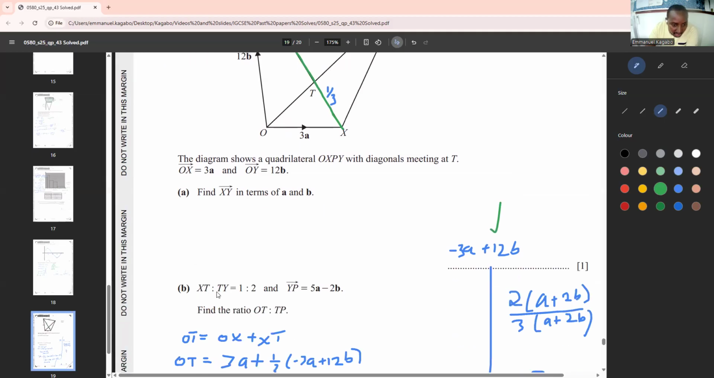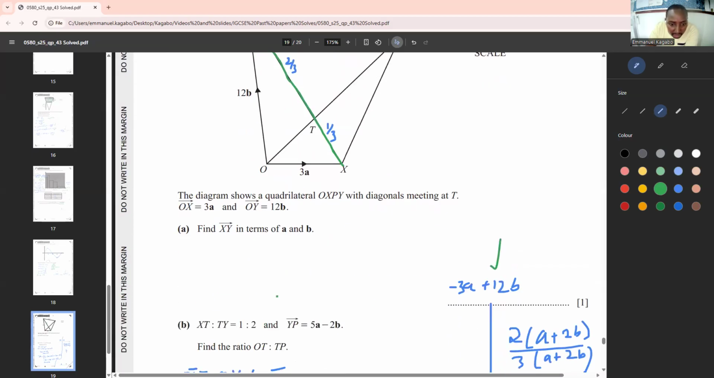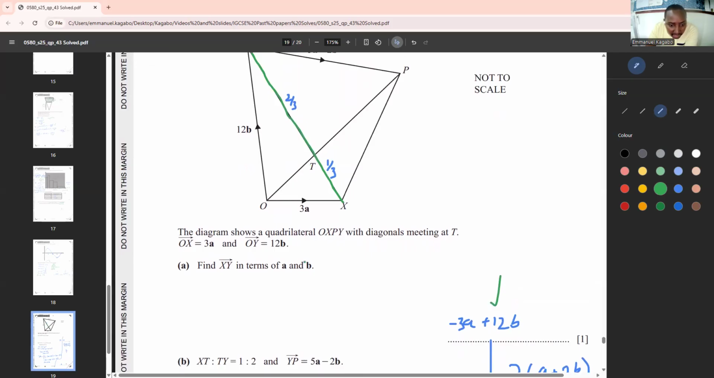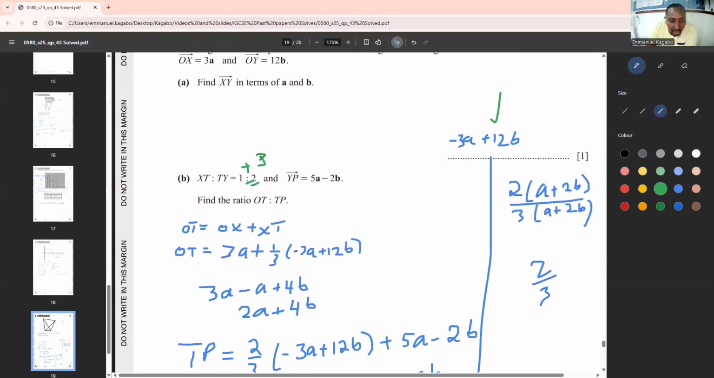Okay, now the ratio XT to TY is given by 1 to 2. And YP is given by that. It's given here, okay? Good. Now, what does that mean? Meaning this one, XT is 1 out of the total ratio, 1 out of 3. Then the total ratio here, guys, is 3. That's where I'm getting 3 from. Okay? Now, how do we get this now? This one, it is 2 out of the total ratio. But what is our total ratio, guys? We are talking about XY, and we have already got XY.